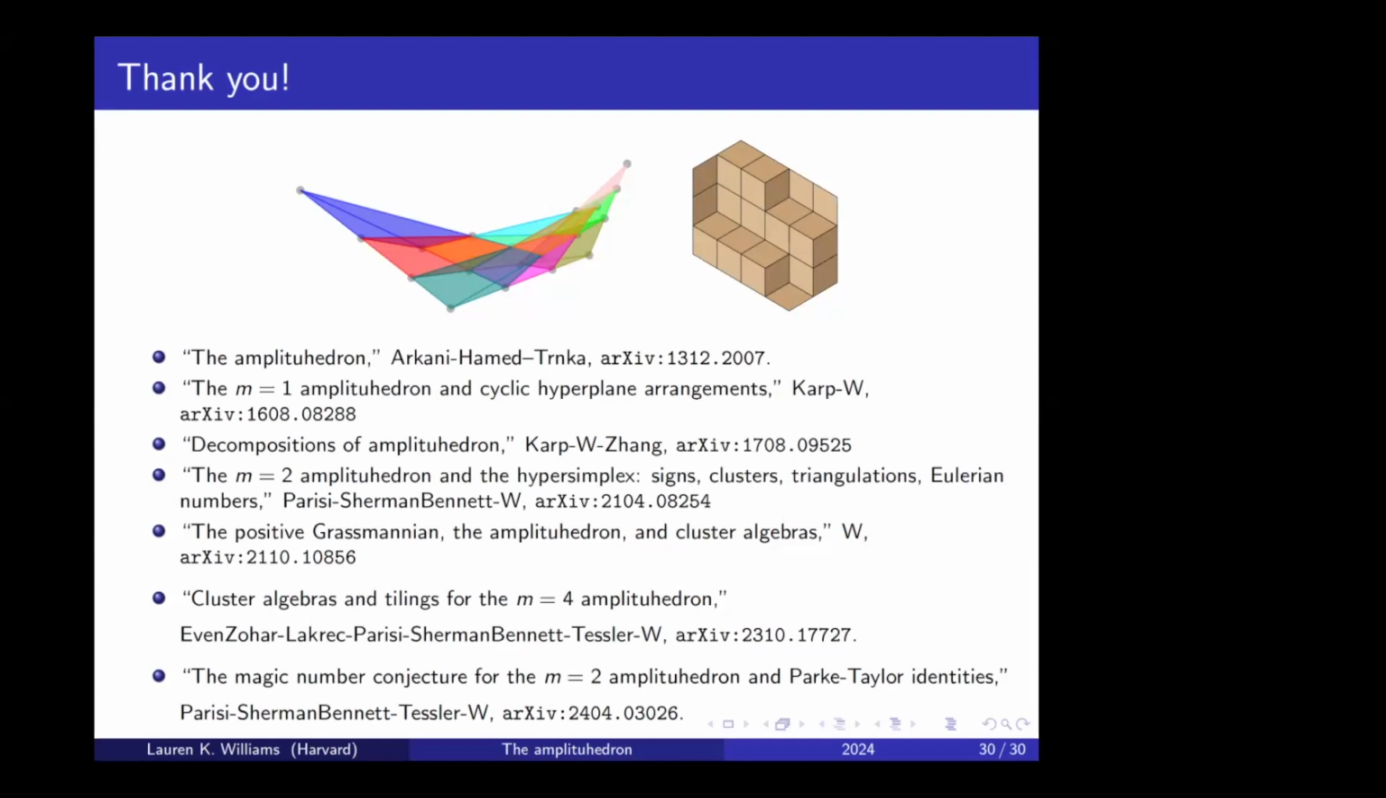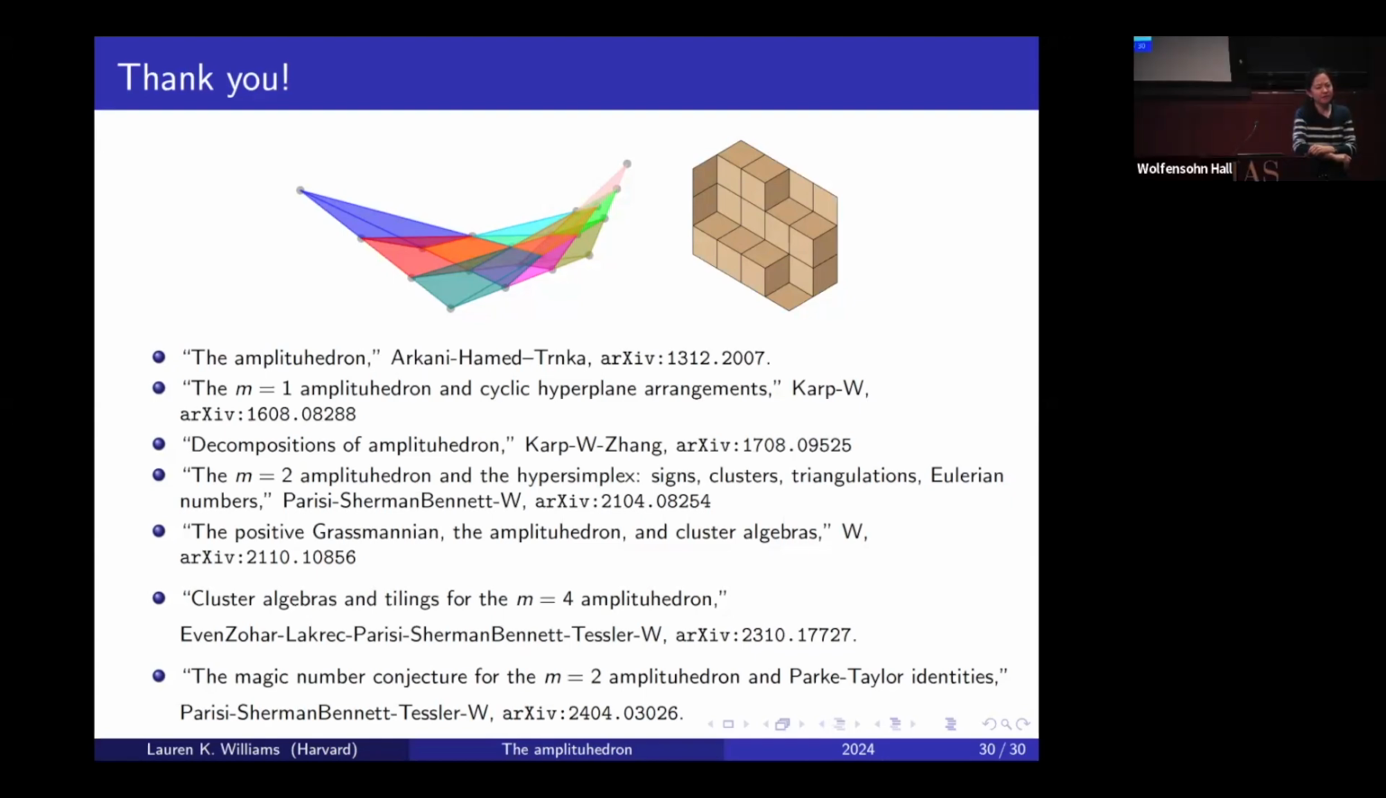So in the zoo of all Grassmann polytopes, are amplituhedra extremal in the same way that cyclic polytopes are extremal? Yeah, that seems like a very reasonable conjecture, but I don't know offhand.